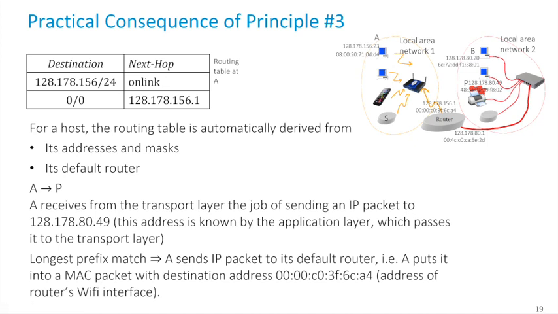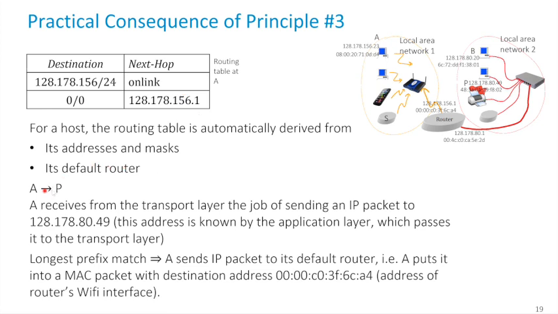Which implicitly means if I need to send a packet there by IP principle number 3, I should send it directly. And sending directly means sending to the MAC address of this destination that I have. Otherwise, by default, I send to my default router here.